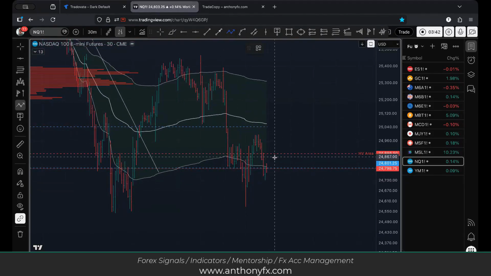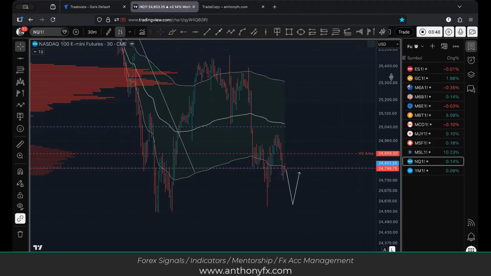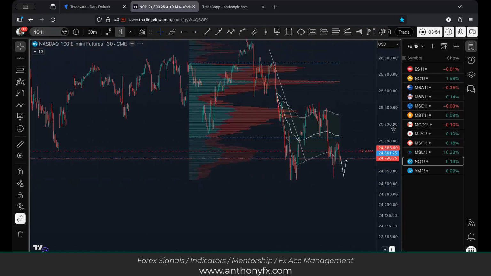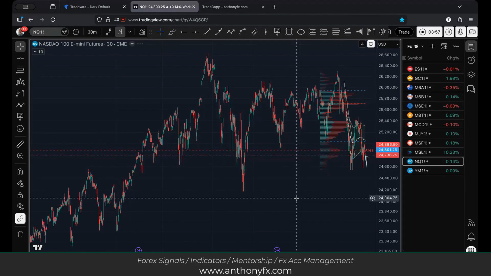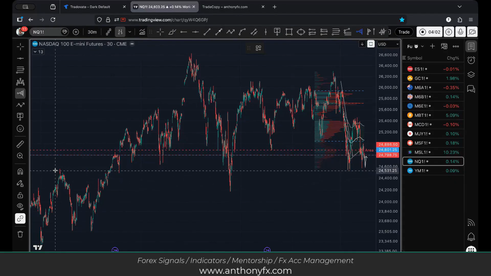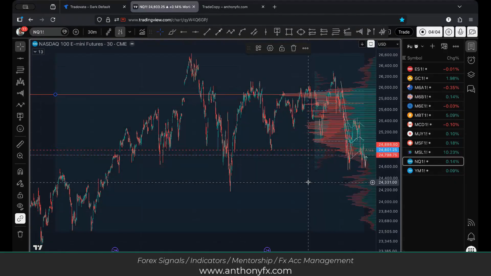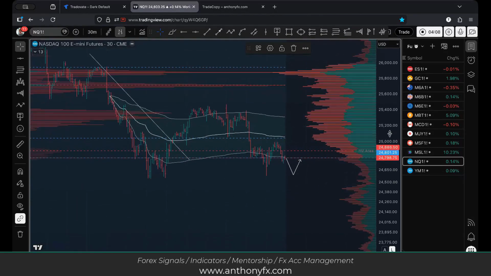I want to see price break below, come back and retest that. And if that happens, I'm going to be looking to short it, but we need a bit of a map. Let's just see how far back we can go with this, guys. Volume profile, okay, just see what happens with that. Okay, yeah, that's fine.